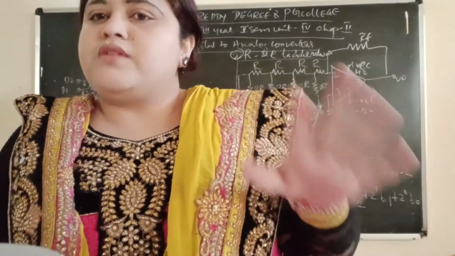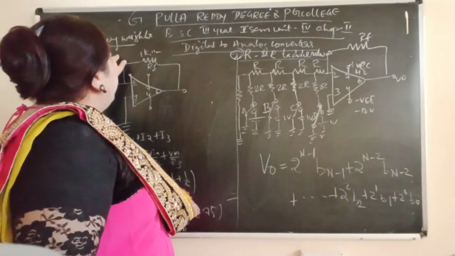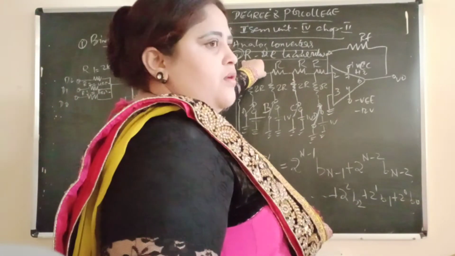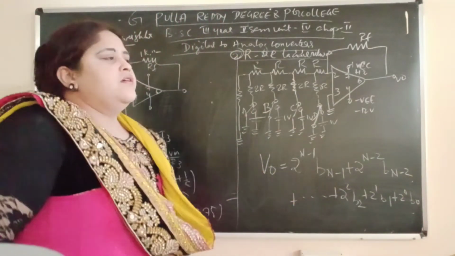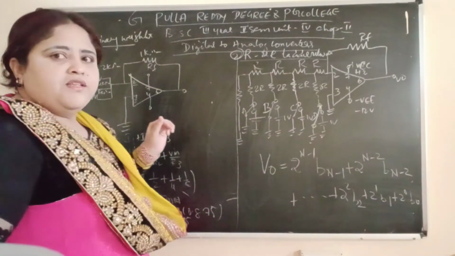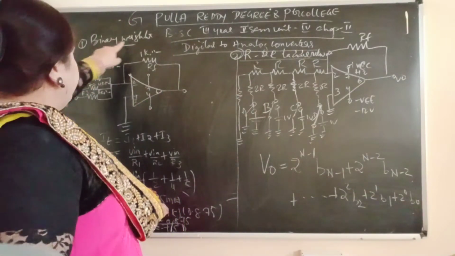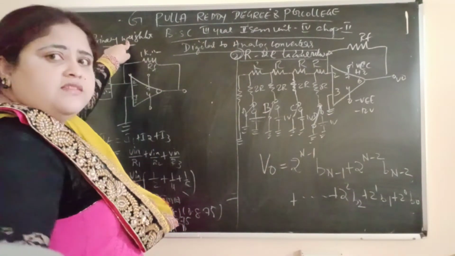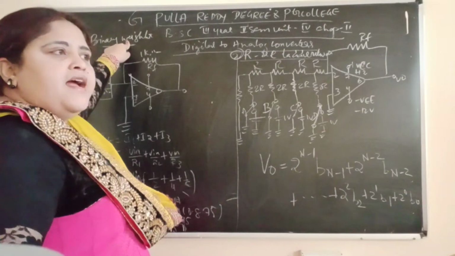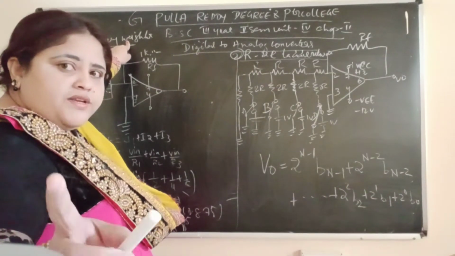Now we are going into the syllabus. In the syllabus, they have given two topics: binary weighted and R-2R ladder network method. First we are going with binary weighted. Binary weighted means we are giving the input in the form of binary, zeros and ones. Weighted means all these zeros and ones will be added and you will get the output, in output voltage form.